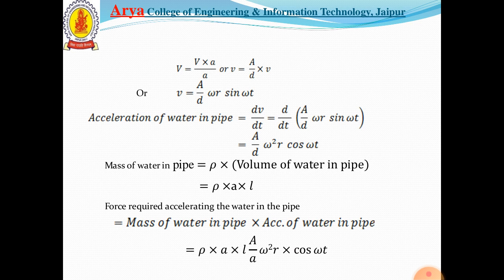The acceleration of the water in the pipe, dv upon dt, equals A by a omega square r into cos omega t. The mass of the water in the pipe equals rho into the volume of the water in the pipe, that is rho a L. The force required to accelerate the water in the pipe is the mass of the water in the pipe into the acceleration of the water in the pipe, that is rho a L into A upon a omega square r cos omega t.